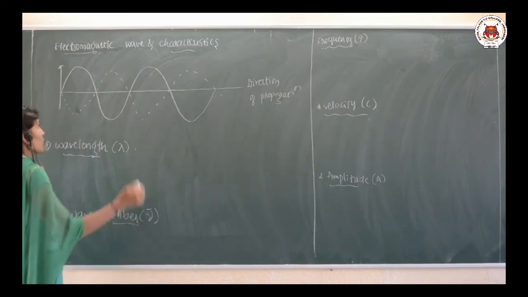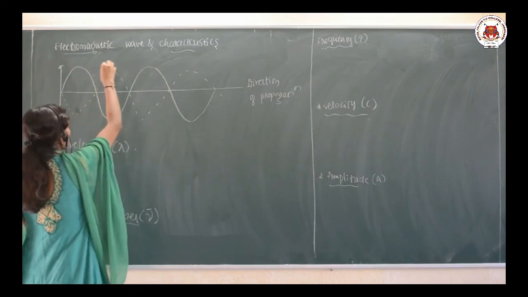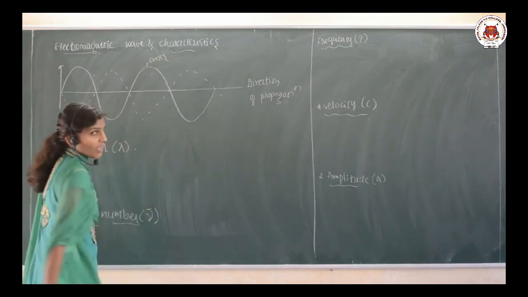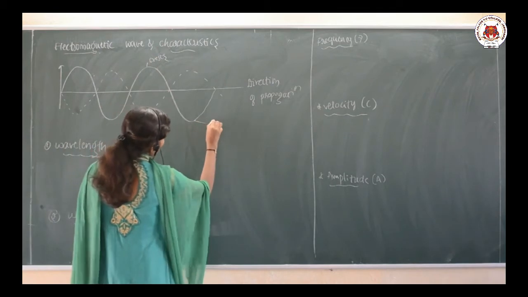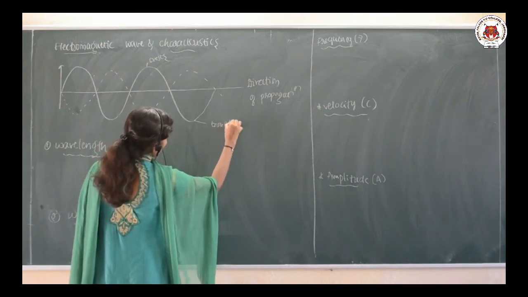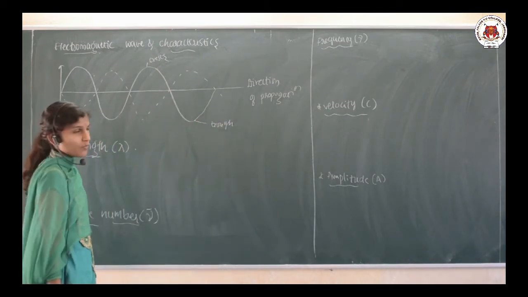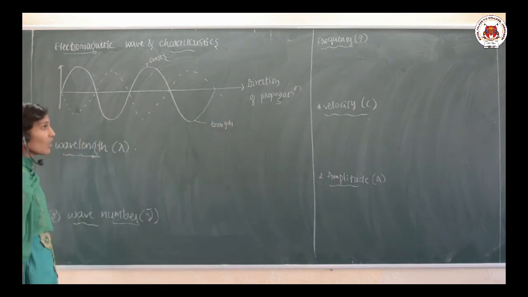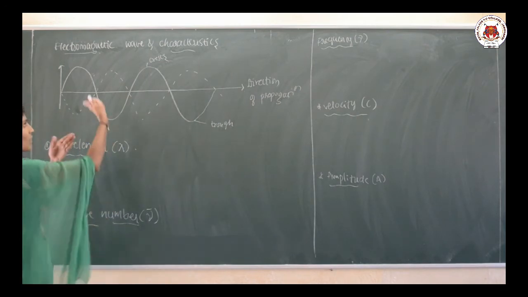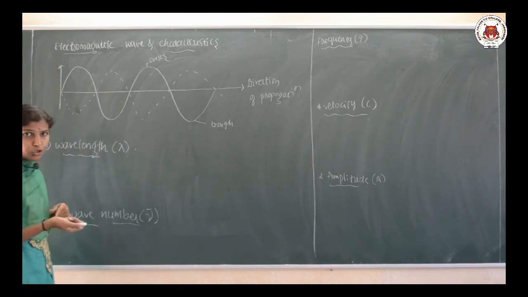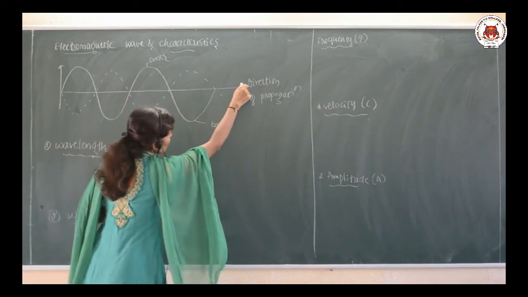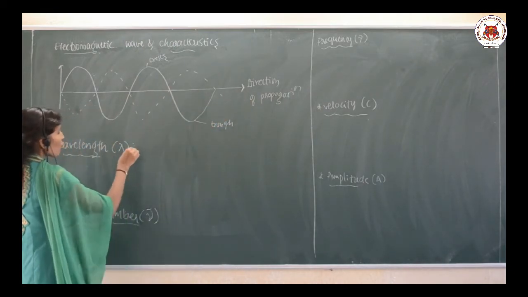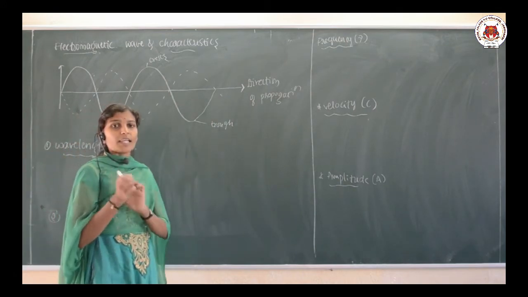For understanding the terms, that is the characteristics of the electromagnetic wave, we are going to draw like this. These upper parts or peaks are called crests, and the lower parts are called troughs. This is the direction of propagation of the electromagnetic wave. Here the electric and magnetic fields are perpendicular to each other, and both are perpendicular to the direction of propagation of the wave. Okay. So, let us go to the characteristics of electromagnetic radiation.